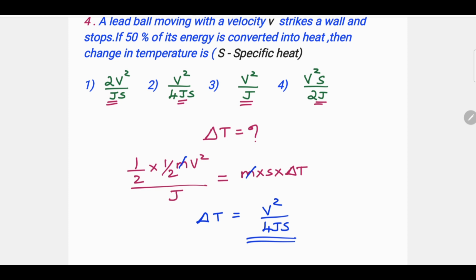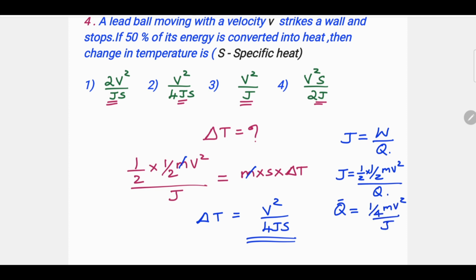So in this question specifically we have to know this relation. That means J is equal to W by Q. That's the relation. Here work done is converted into kinetic energy. You can think like that. J is equal to work done, which is change in kinetic energy, because after striking the wall it is stopping. So change in kinetic energy is half mv square. But here 50% of that is only considered. So half of half mv square by Q, or you can say Q is equal to 1 by 4 mv square by J. So that concept I have taken here. Please remember it. This concept I have applied here.